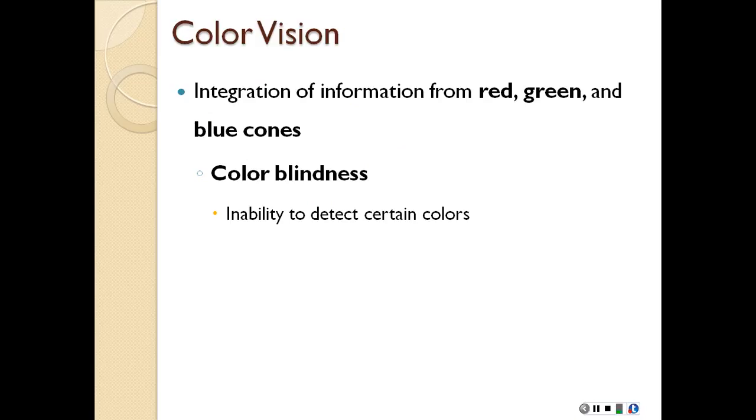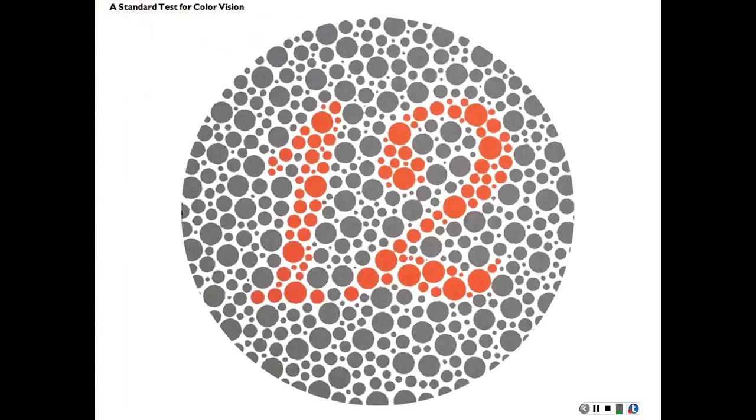All right, and so color vision involves the integration of information from three types of cones. We have red cones, green cones, and blue cones. So if we lack any of those, then we are colorblind. So that is going to involve an inability to detect certain colors depending on which of those cones you lack. This is a test. So everyone sees the number there? Yep. So if you didn't, what would it tell you? You're colorblind because you're lacking red cones.